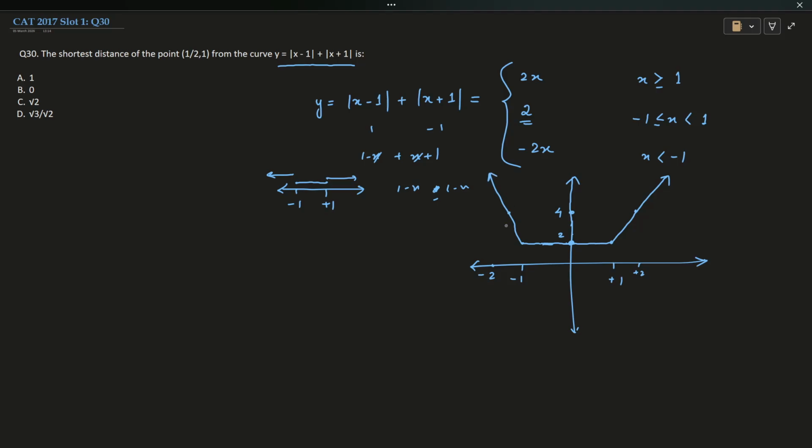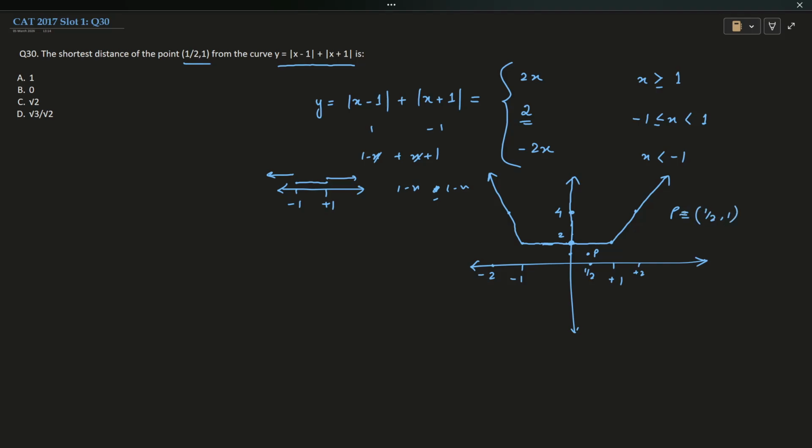That means the graph will be like this. This is the required graph. Now, where is the point (1/2, 1)? X equal to half, so this is x equal to half, and 1 will be here. That means this is the point. Let's say I denote it P. So P will be (1/2, 1).